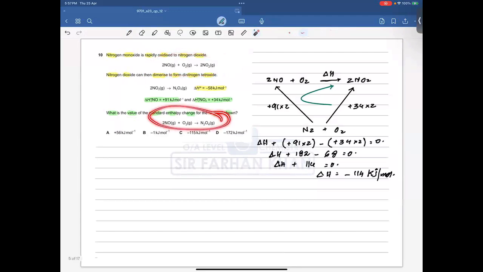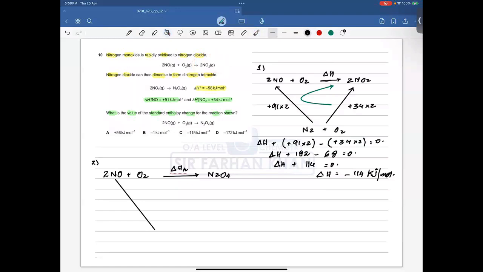Now I need to find out the delta HR for this reaction. So what is the second step? This is my first step. In the second step, make the equation 2NO plus O2 arrow N2O4. Now we need to find the delta HR. So see, NO is converting into NO2 first. So NO is converting into NO2 in this equation.